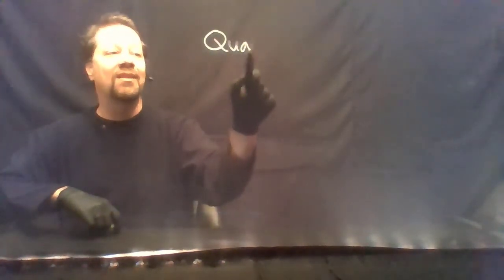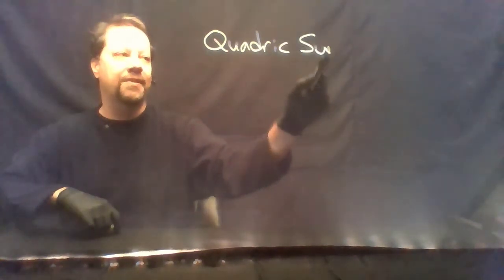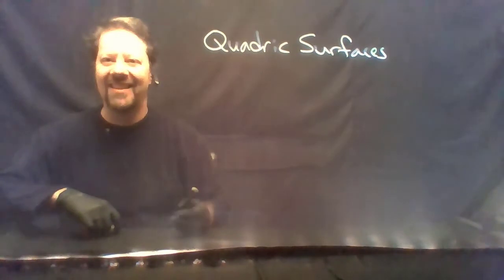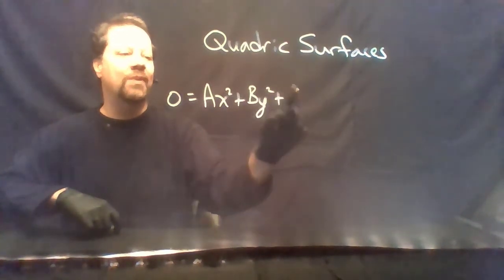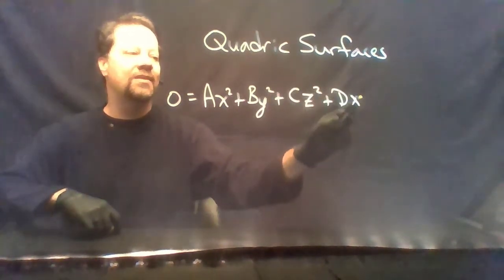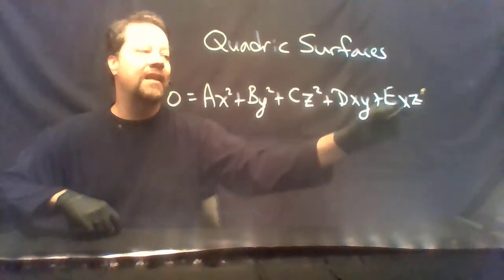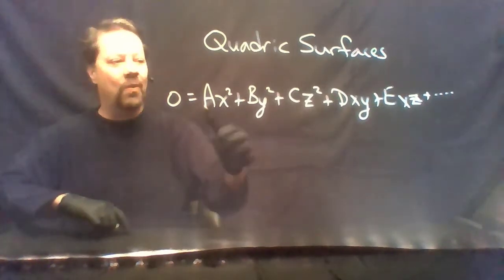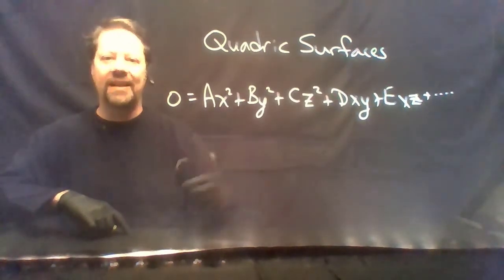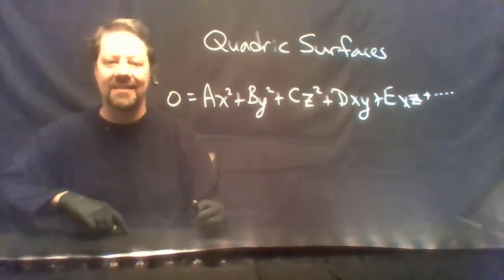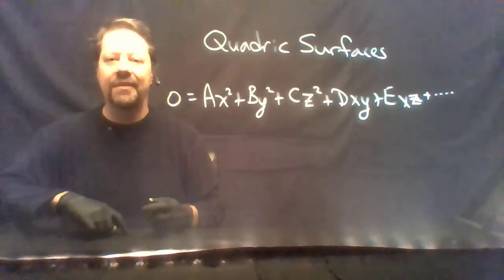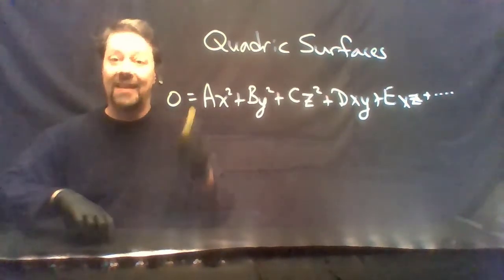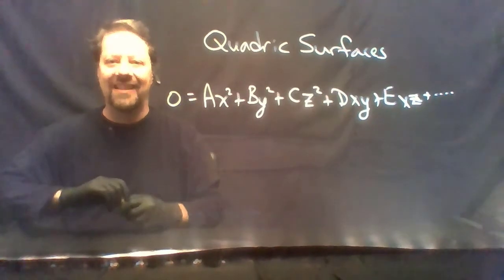The generalization to R3 is the class of quadric surfaces. They solve equations of the form 0 equals ax squared plus by squared plus cz squared plus dxy plus exz and so on. No more than quadratic terms. All terms after these quadratic terms will end up being linear terms or constants. Those are quadric surfaces. And we are going to pick out 6 different kinds and classify those.